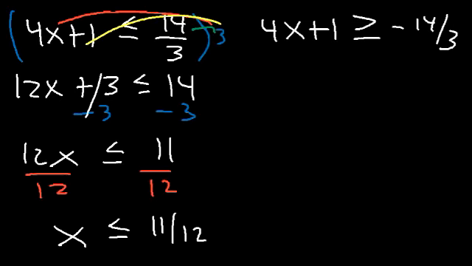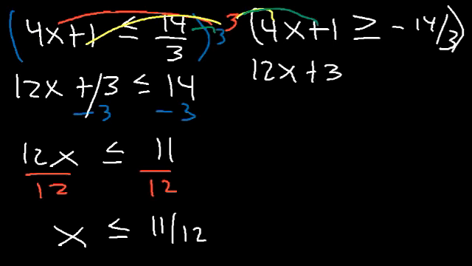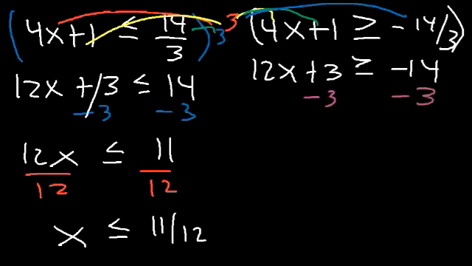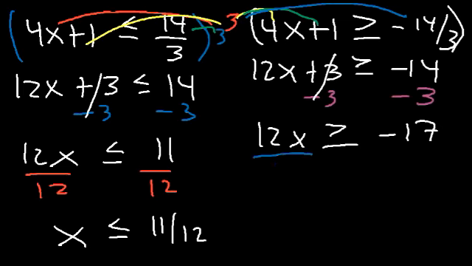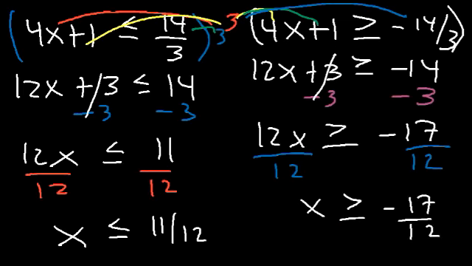Now for the next one, let's do the same thing. Let's multiply everything by 3. So 3 times 4x is 12x. 3 times 1 is 3. And 3 times negative 14 over 3 is negative 14. The 3's disappear. So let's subtract both sides by 3. So 12x is equal to or greater than negative 17. And now let's divide both sides by 12. So x is equal to or greater than negative 17 over 12.